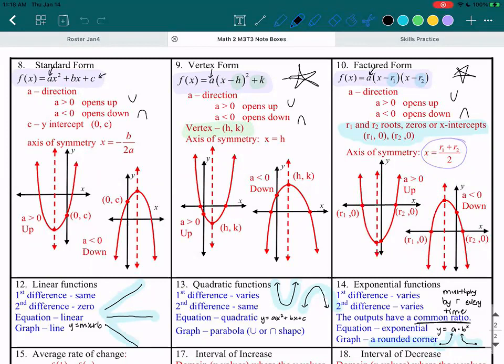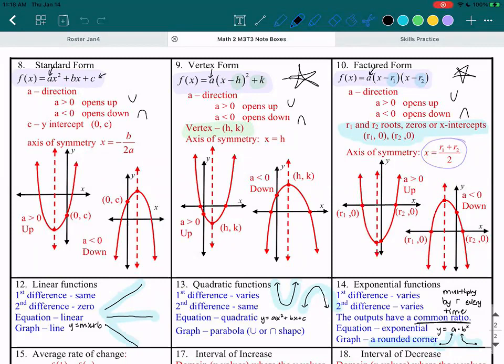Box number 9 is vertex form. For this one, you have stuff inside of parentheses that's being squared. That's the equation that you would see. The a is the same a that you get in standard form. So it's the same a number no matter what. And then if a is positive, it opens up. If a is negative, it opens down. Same thing.